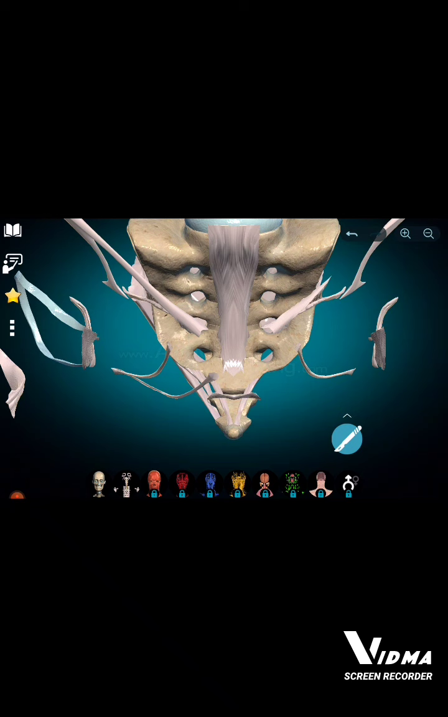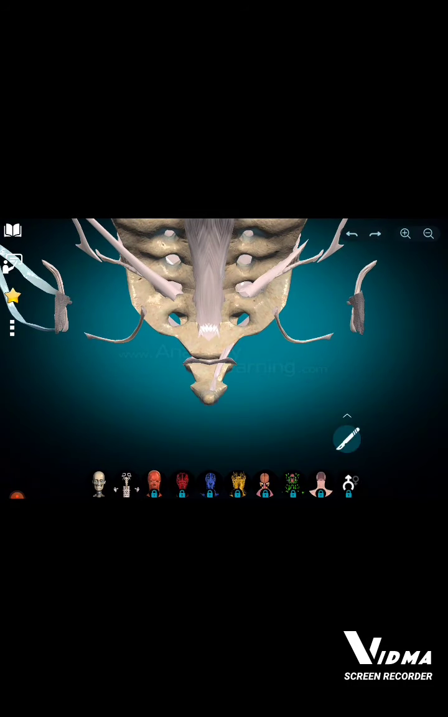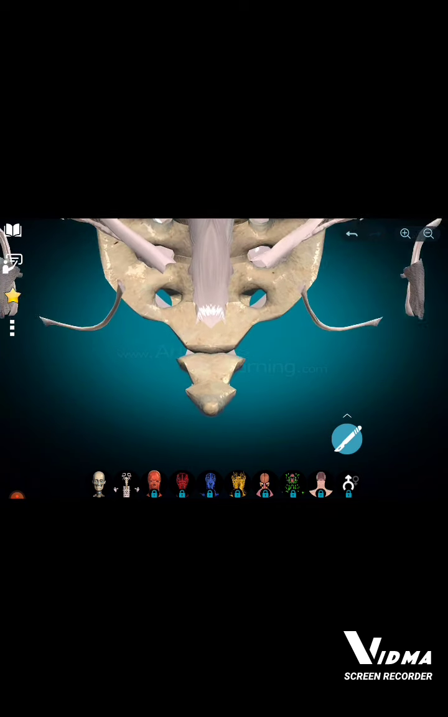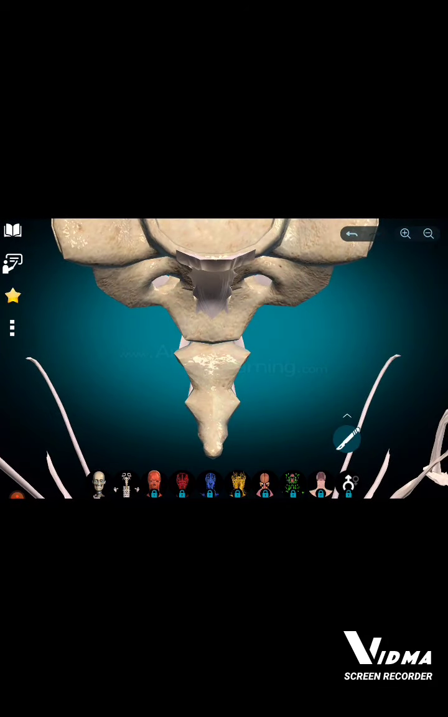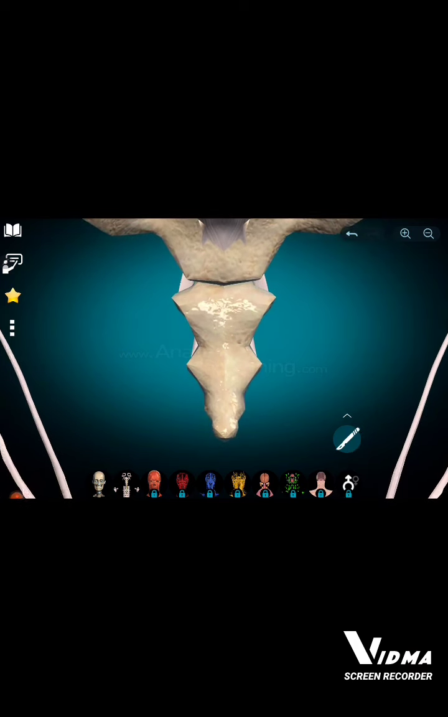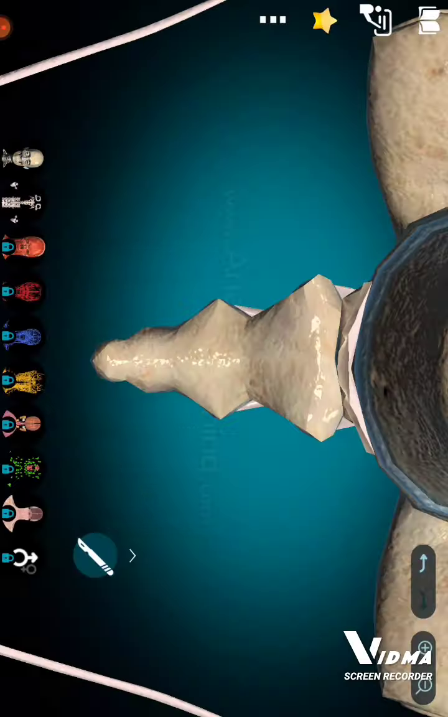And the coccyx, there is the last tailbone. This tailbone is the coccyx. It is also a fusion of 4 bones. 1, 2, 3, 4. 4 bones fused to form the coccyx. So these 26 vertebrae serially arranged form the vertebral column.